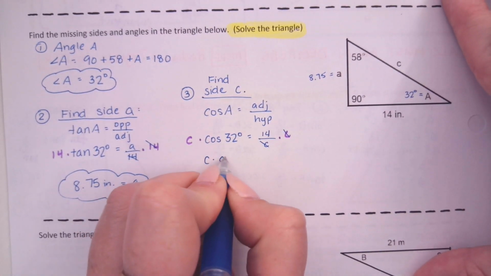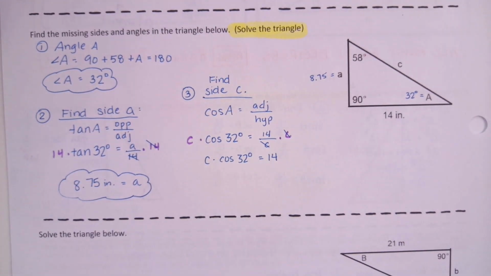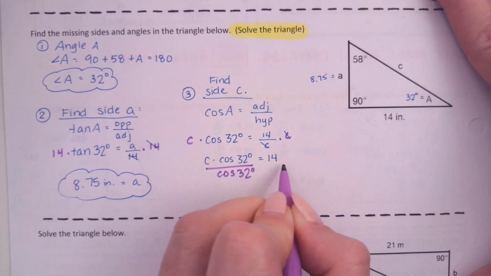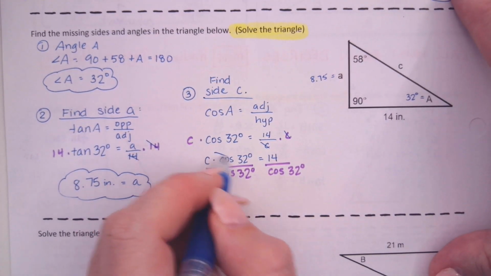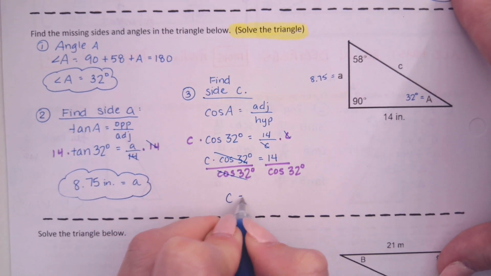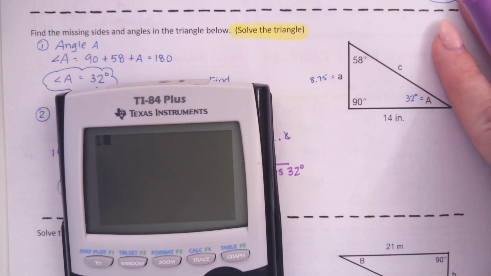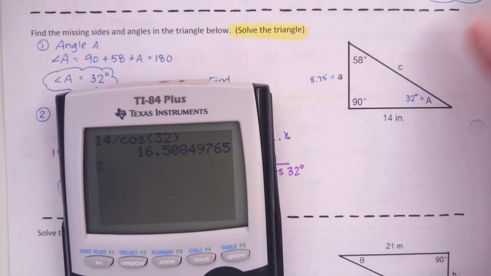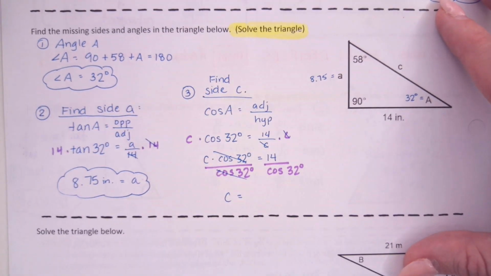Then I'm going to divide by cosine of 32 to isolate c. So that gives me side c equals 14 divided by the cosine of 32 degrees. 14 divided by cosine of 32 is 16.5. Those that used Pythagorean theorem, did you get around the same answer? Yes, 16 and a half? Good. I'm going to call it 16.51.